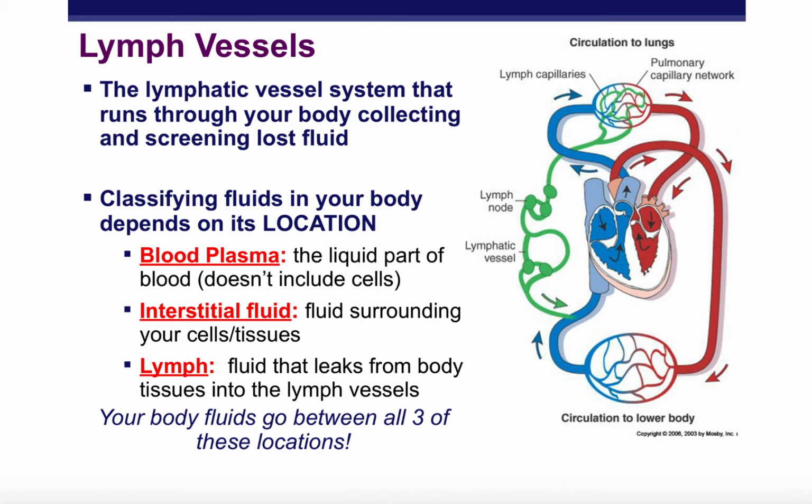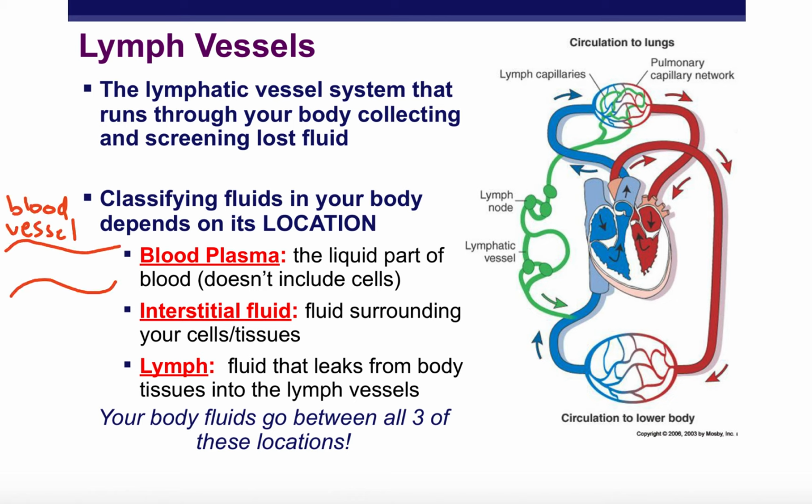So the fluid in your body can be in one of three places. It can be in your blood vessels, at which point it's called blood plasma. If you don't know what blood plasma is, we haven't gone over the circulatory system, but I'll just draw a quick sketch.